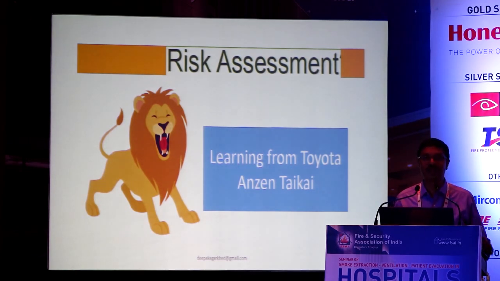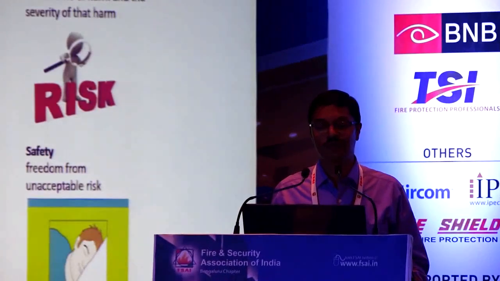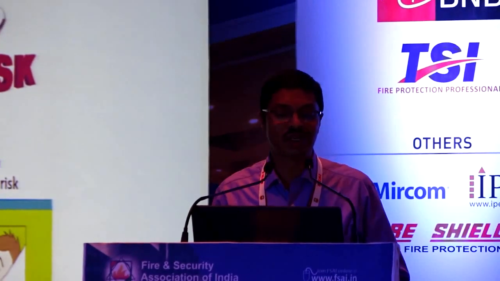Thank you. So this is about risk assessment. This is a tool which has been used in Toyota called Anzen, wherein we try to understand, predict the risk and what needs to be done. So you all know hazard is a potential source of harm. Harm is when it actually happens. Risk is a combination of the probability of occurrence of the harm and the severity of the harm. Safety is what we all look for.